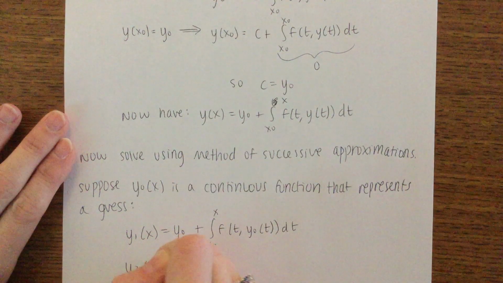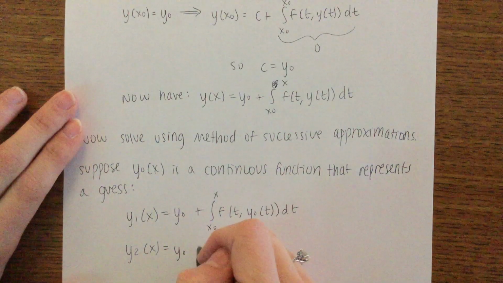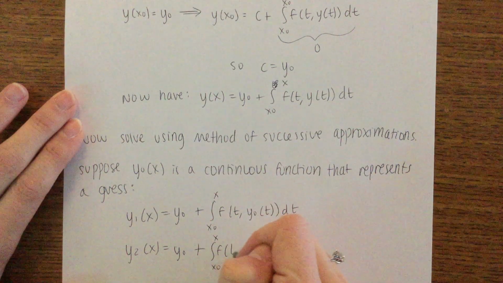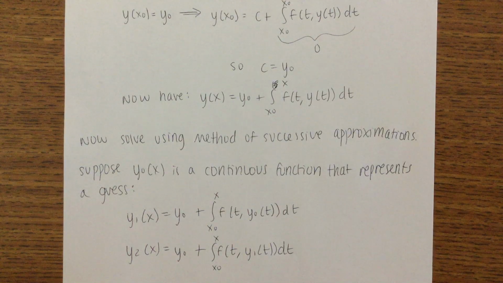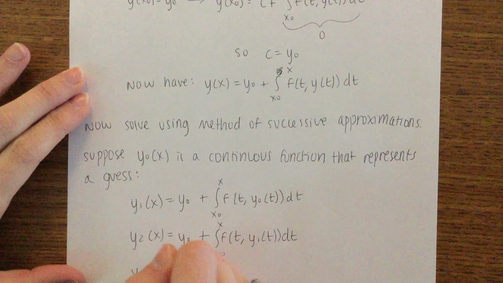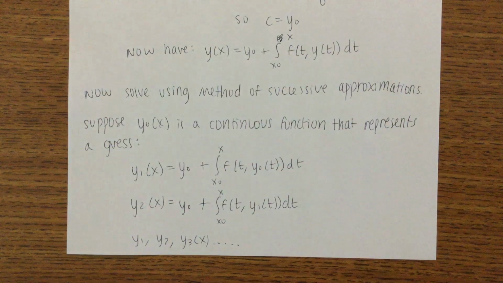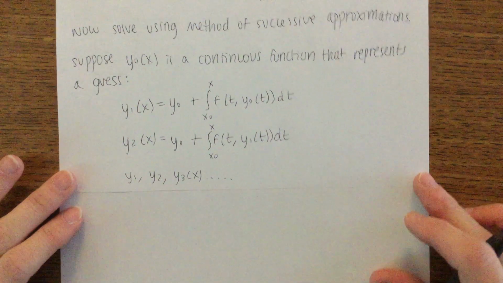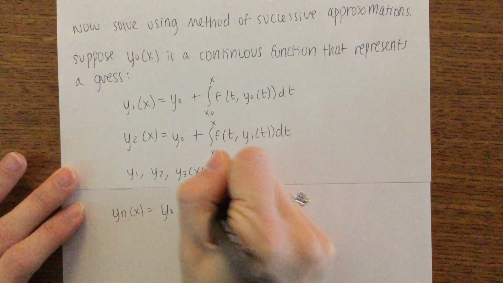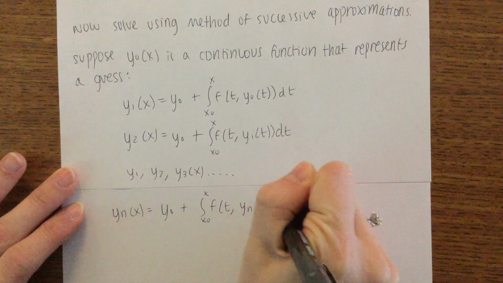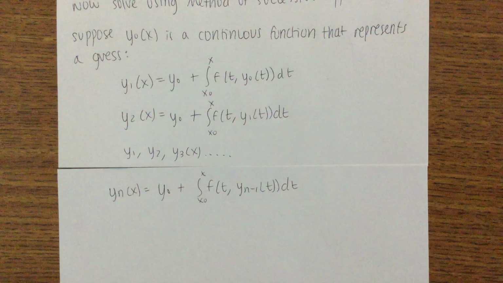Then you're going to find y sub 2 of x. And again, that's going to be y sub 0, because that was our c that we found before. Then you're going to integrate again from x sub 0 to x of f of t, this time y1 of t, dt. So you're going to find all these approximations, y1, y2, y3 of x, etc. You'll be told to stop eventually, so you're going to stop at yn of x, which will be y sub 0 plus the integral from x sub 0 to x of f of t, comma, y sub n minus 1 of t, dt. And these will be approximations for the solution.